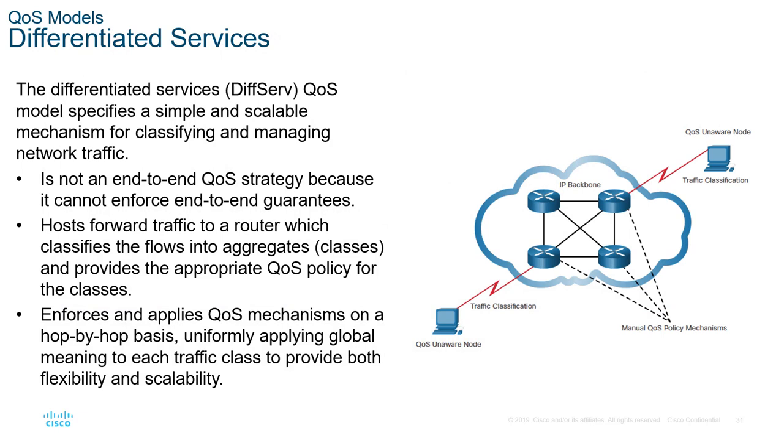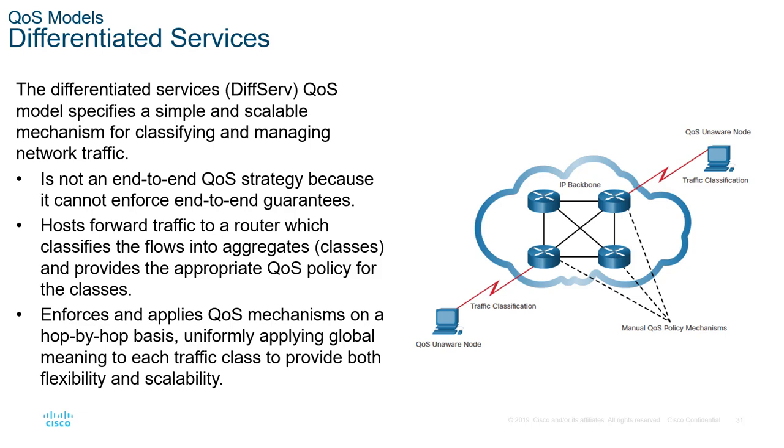Moving on, we have our DiffServ. With our DiffServ model, it's a simple and scalable mechanism for classifying and managing our traffic. Basically, it doesn't matter if you are aware or unaware of the network traffic. If you're aware of it, great. If you're not aware of it, okay. You being unaware that you're sending voice doesn't matter, because the networking components, the device components, are going to take the packets, look at the packet header, and figure out from there how to function.